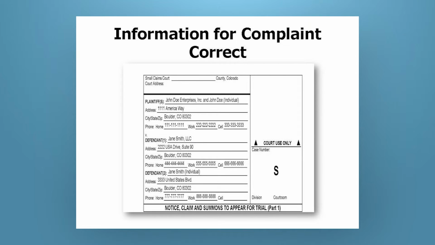Here's a sample. This is a correctly filled out complaint. The plaintiff is John Doe Enterprises and also John Doe as an individual. You'll see there's address, phone number, etc. And the defendant is Jane Smith, LLC, and also Jane Smith as an individual.